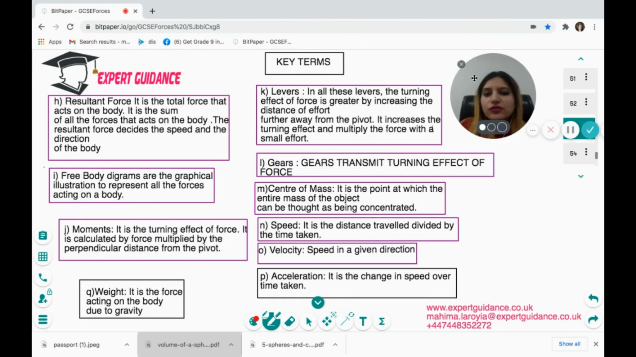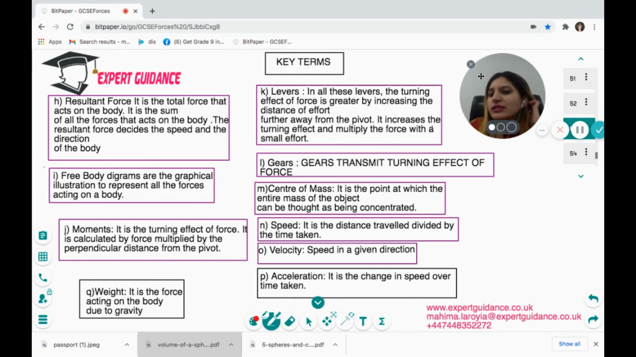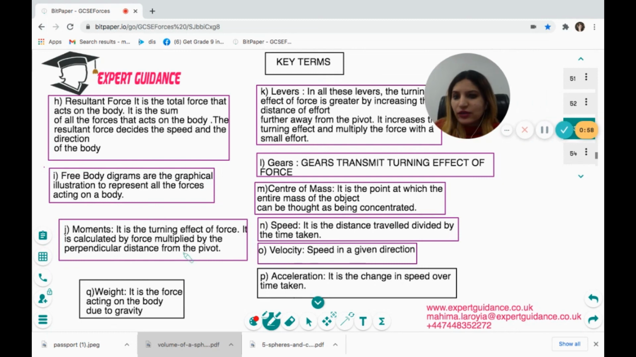Then what is a resultant force? Resultant force is the total force that acts on the body. It is the sum of all the forces that act on the body, and it is what decides the speed and direction of the body. Free body diagrams are graphical illustrations to represent all the forces acting on a body. Moment is nothing but the turning effect, and it is calculated by force times the perpendicular distance from the pivot.